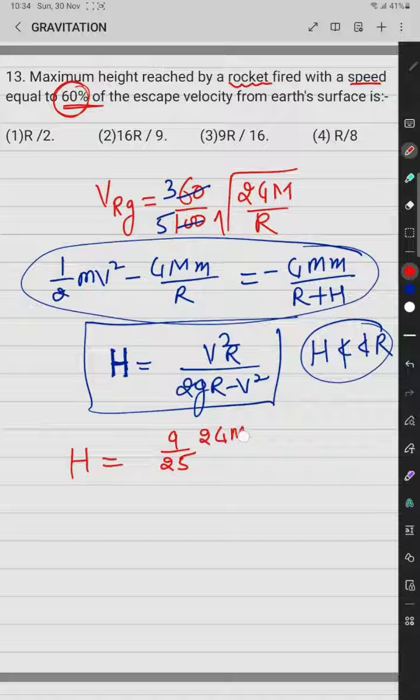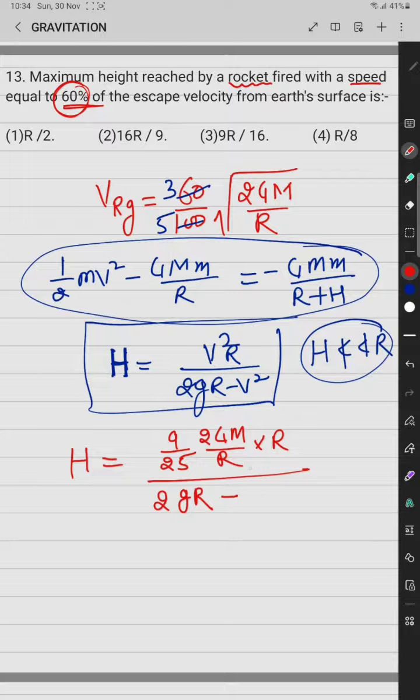times 2GM by r, multiplied by r, that is twice gr minus v squared, which is 9 by 25, and we can write this as 2gr because the escape velocity is root of 2gr.